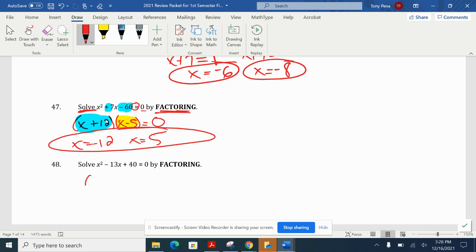The rest are pretty similar. I'm going to factor this to be x minus 8, x minus 5. Multiply those together, we get a positive 40. If you add negative 8 and negative 5 together, you're going to get a negative 13. So the x value that makes this factor a 0 is a positive 8. The x value that makes this factor a 0 is positive 5.